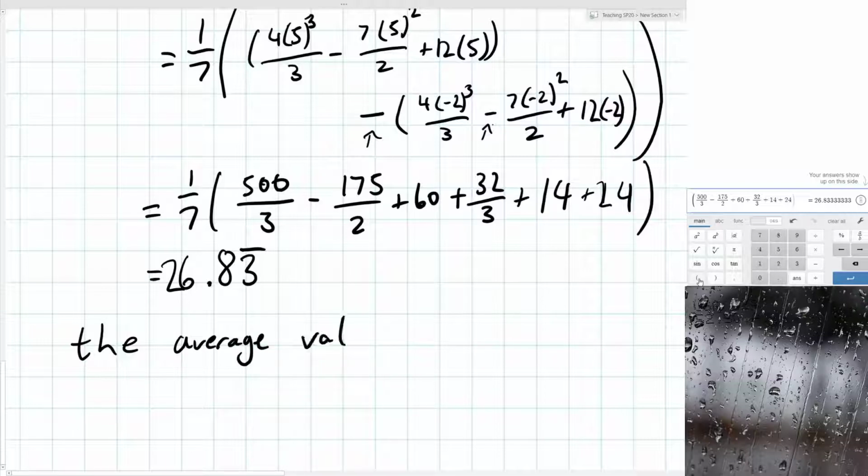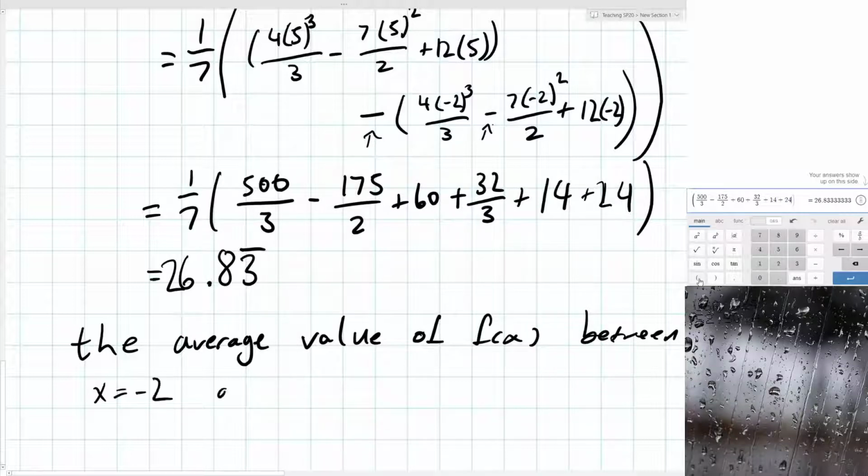Gotcha, thank you. So the average value of f of x between x equals negative 2 and x equals 5 is 26.83.